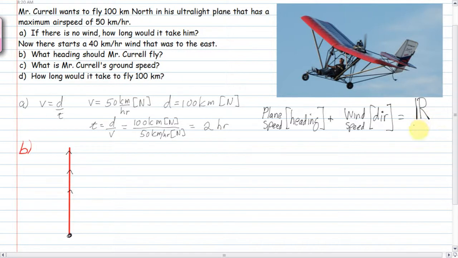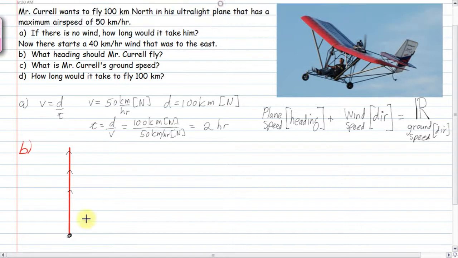Okay? That also can be broken down into the ground speed and its direction. So we have to add up two vectors to get to the resultant. We have the resultant here drawn in red, well, at least the direction of it. We don't know the magnitude of it, but we've got to add two vectors to it.